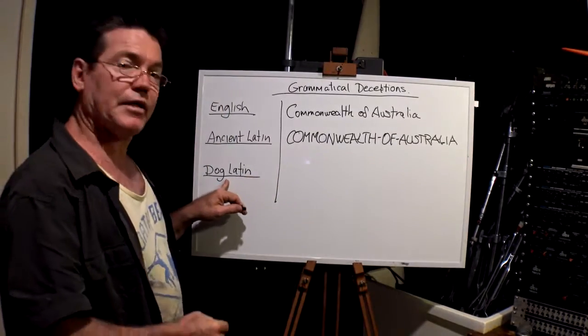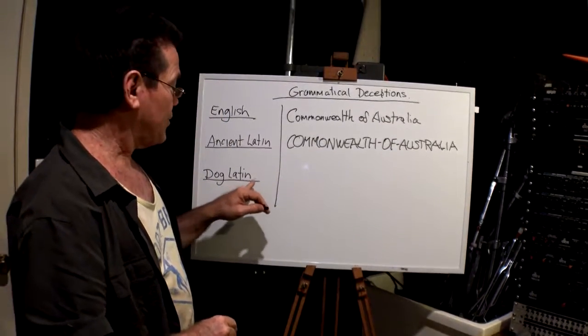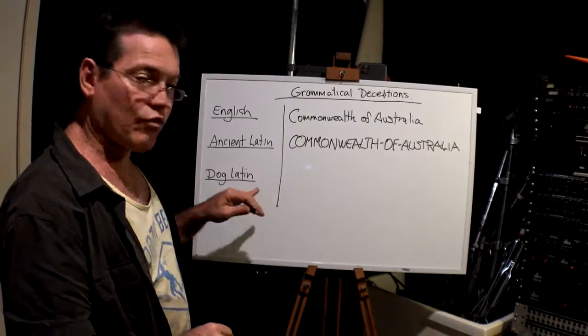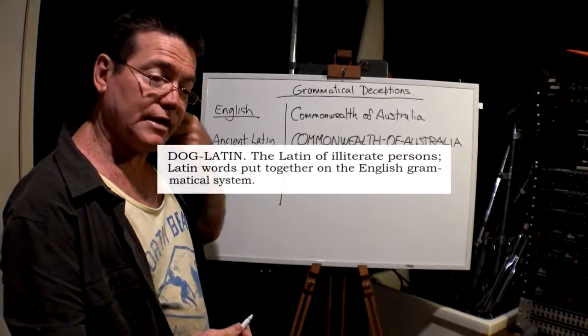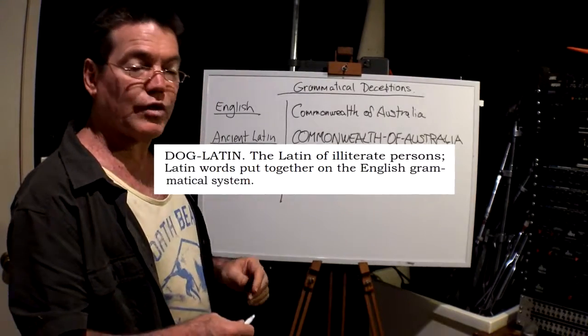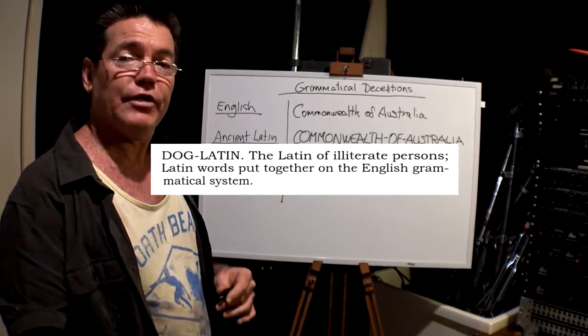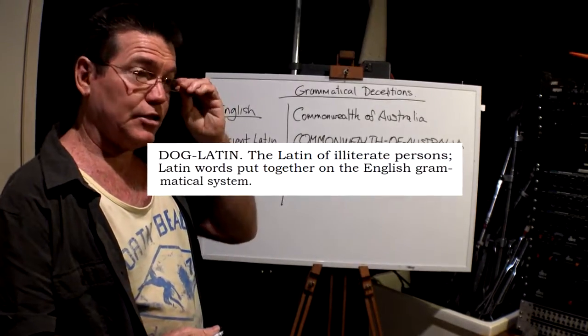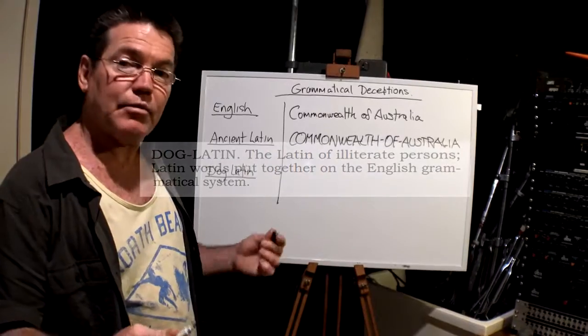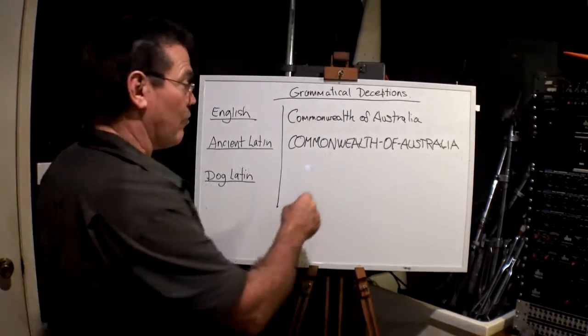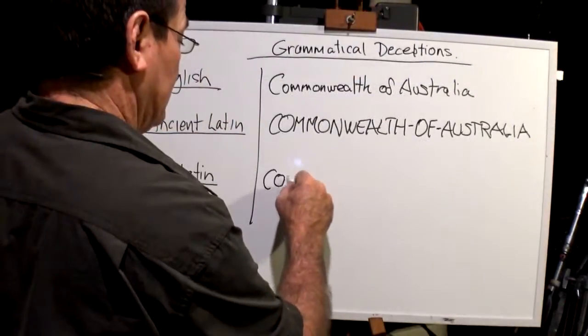Now I'm going to write something in Dog Latin, and Dog Latin is a corruption of the essence of the text. It's also known as the Latin for the illiterate. So it's a language that's used by illiterate people that can't read, that don't know what's going on. I'll write the same words.